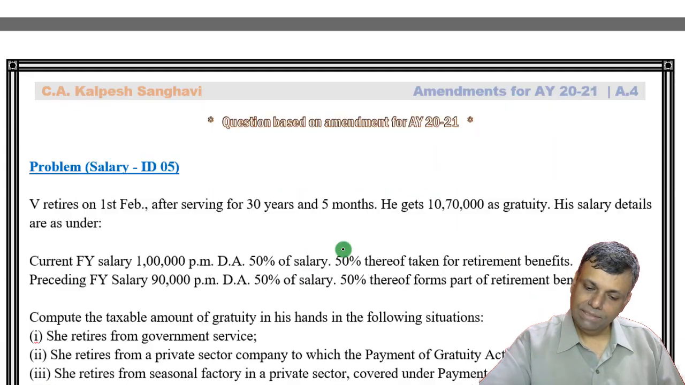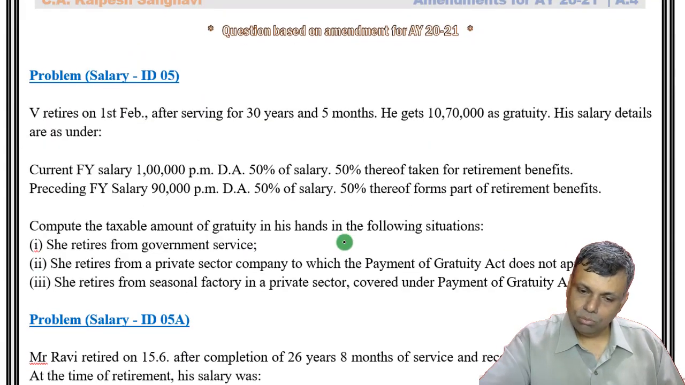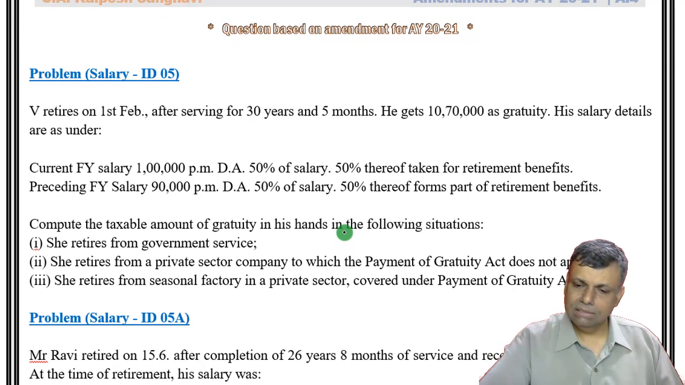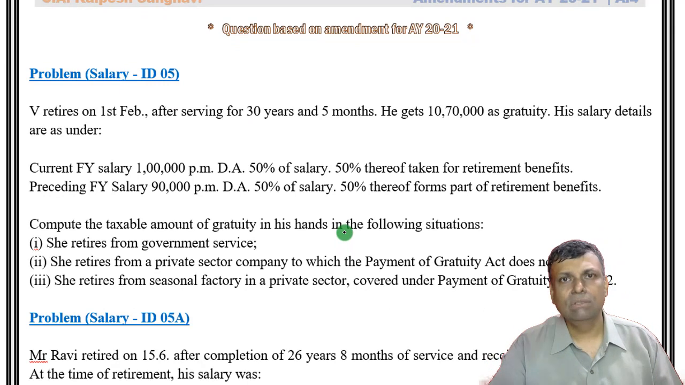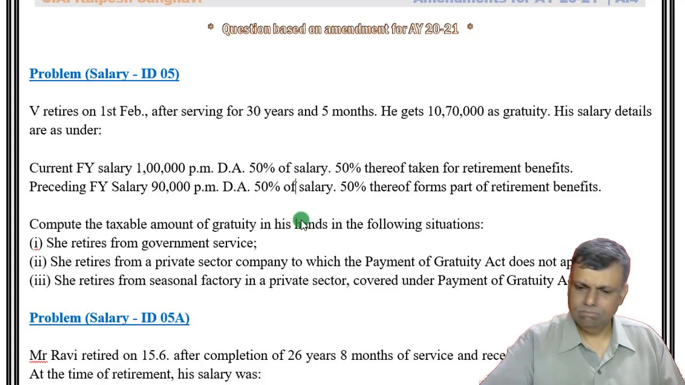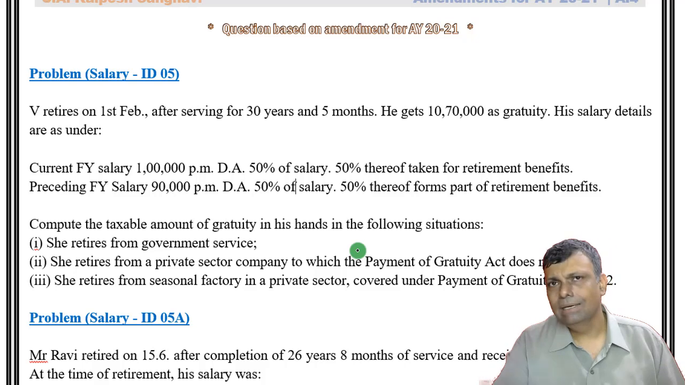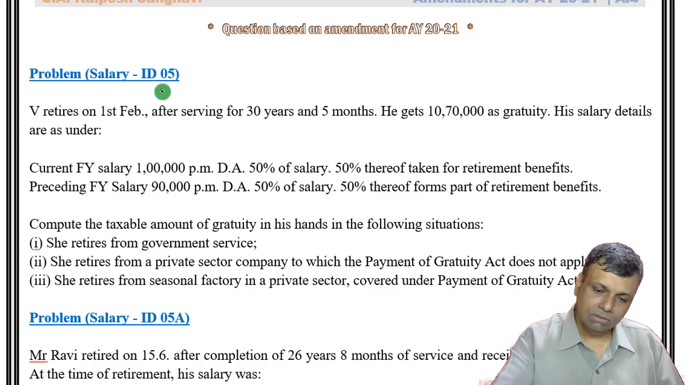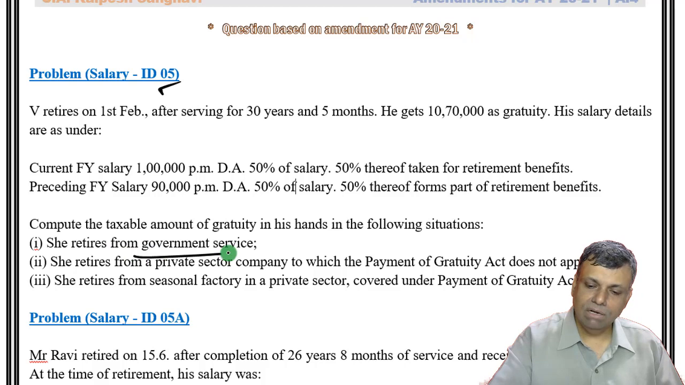Now friends, this is one of the questions, which is linked with your gratuity calculation. I don't think that this is a very important question or something like that. But anyway, as with all the amendments, wherever questions are possible, I've already shortlisted those particular questions. So this is one question from gratuity calculation, where someone retires from government service, private sector and so on.